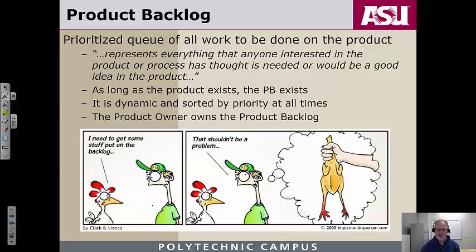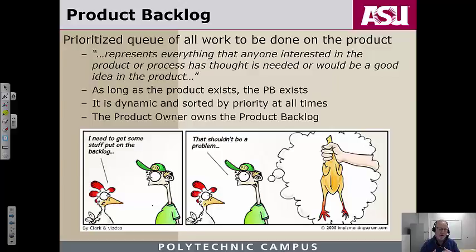Things that tend not to be useful are those that have been on the product backlog for too long a time and never made it up to the top of the list. Think of the stack of papers on your desk representing work, and something never gets to the top. What eventually happens? Normally you find out you don't need it anymore and you discard it. So things in the product backlog that never seem to make it into active work for the team just fall away over time. As long as the product exists, the product backlog exists. Again, it is dynamic and sorted by priority at all times.